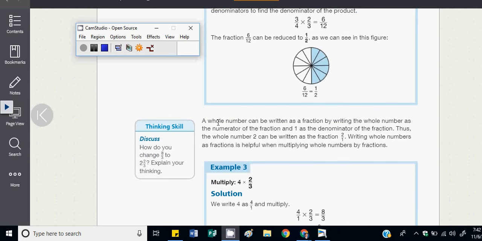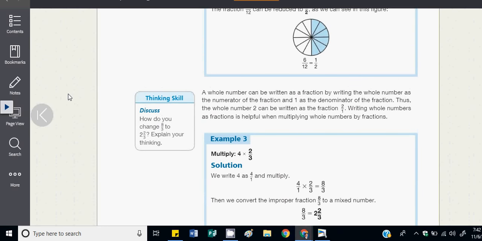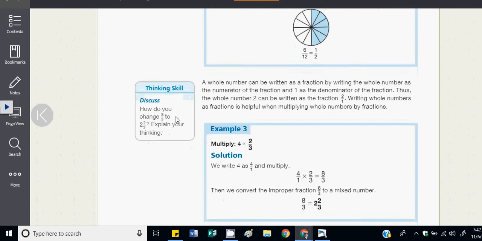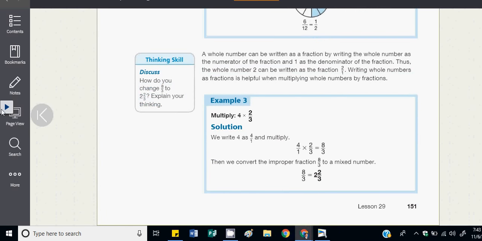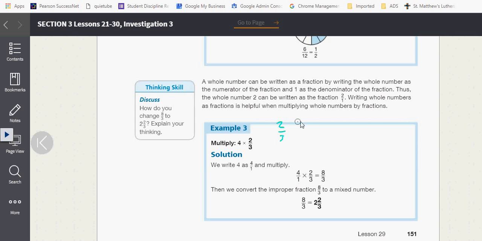How do you change 8/3 to 2 2/3? How would I do that? Because we're going to need it in this lesson. Think about it. Let's multiply a big whole number by 2/3. I want 4 of 2/3. So you're thinking about 2/3 being added 4 times, is really what that says. Or we could just go 4 times 2/3.